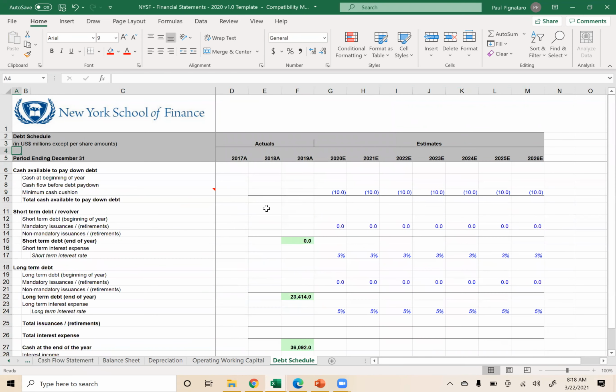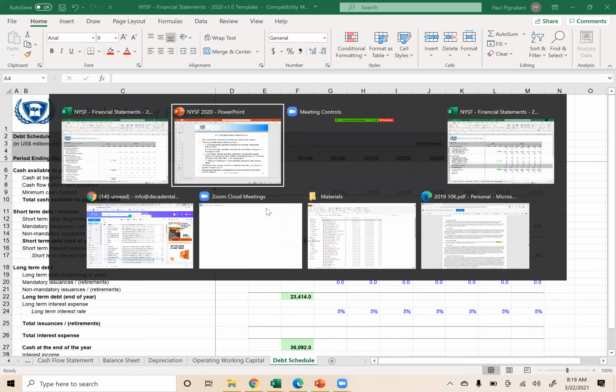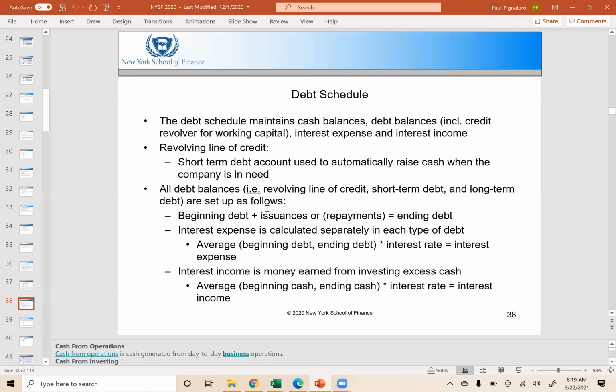What's left? The debt schedule. This is the final schedule. This is like the keystone to a pyramid. Holds everything together. Okay, let's talk a little bit about the debt schedule. The purpose of the debt schedule is to maintain your cash balance, your debt balance, and your line of credit or revolving line of credit, interest expense and interest income.